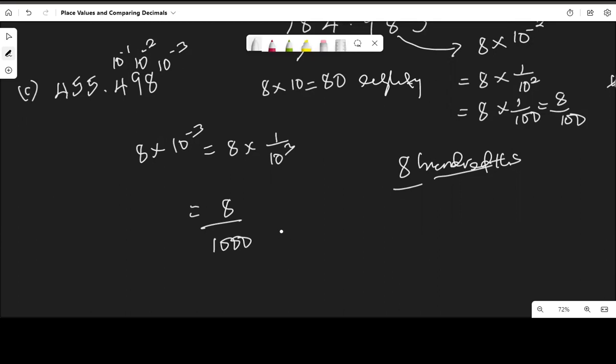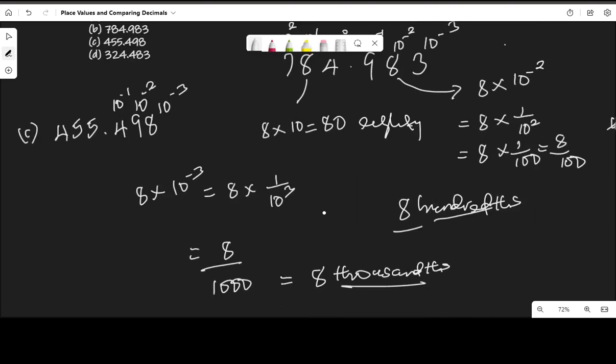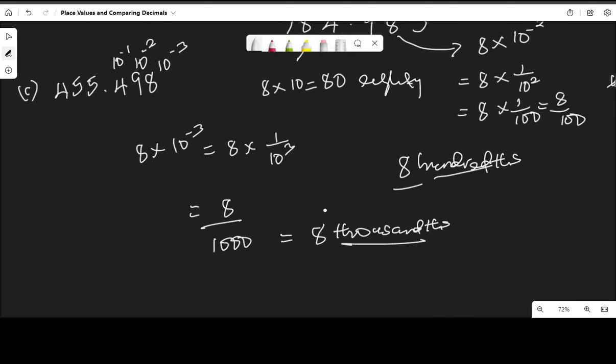And 8 over 1000, we can write that as 8 thousandths. So the place value of the 8 there is 8 thousandths. Then lastly, we have 324.483 rather.